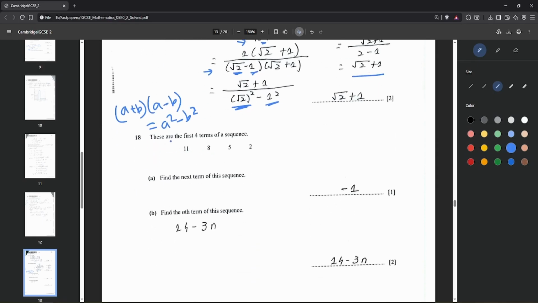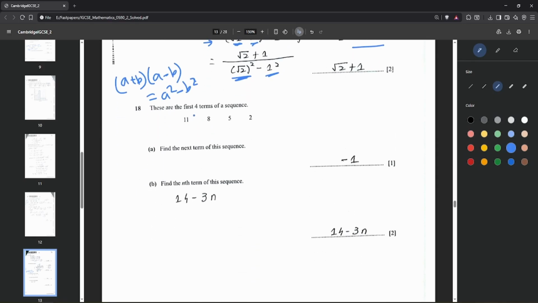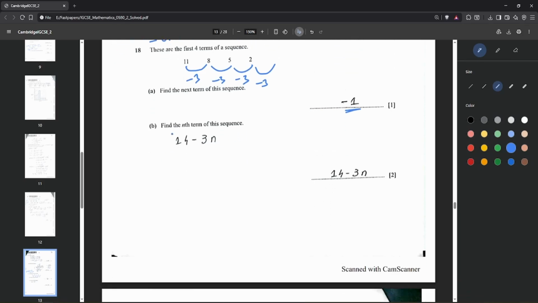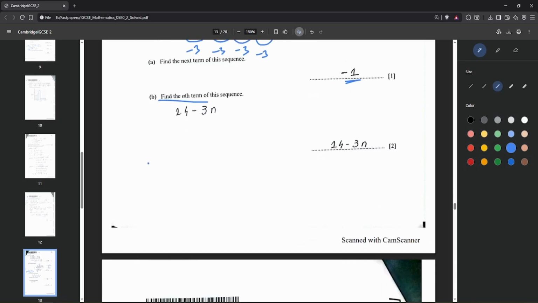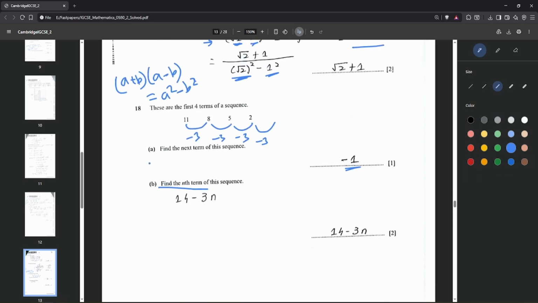Now these are the first 4 terms of a sequence, right? This is having a minus 3 here, this is having a minus 3 here, and this is having a minus 3 here. So that means the next term will be minus 3 from 2, right? So we have minus 1 here. Find the nth term of the sequence. We have the first term of the sequence, which is equal to what? 11, right?